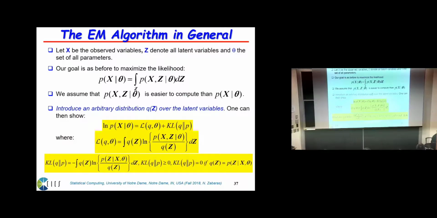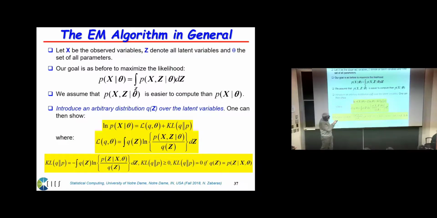If P is some very complicated implicit distribution, you can say, how about I take some arbitrary Gaussian and try to find the parameters of the Gaussian to match P. That's the spirit. So this KL distance between Q and P is 0 when Q and P are the same. Otherwise, it's greater or equal to 0.